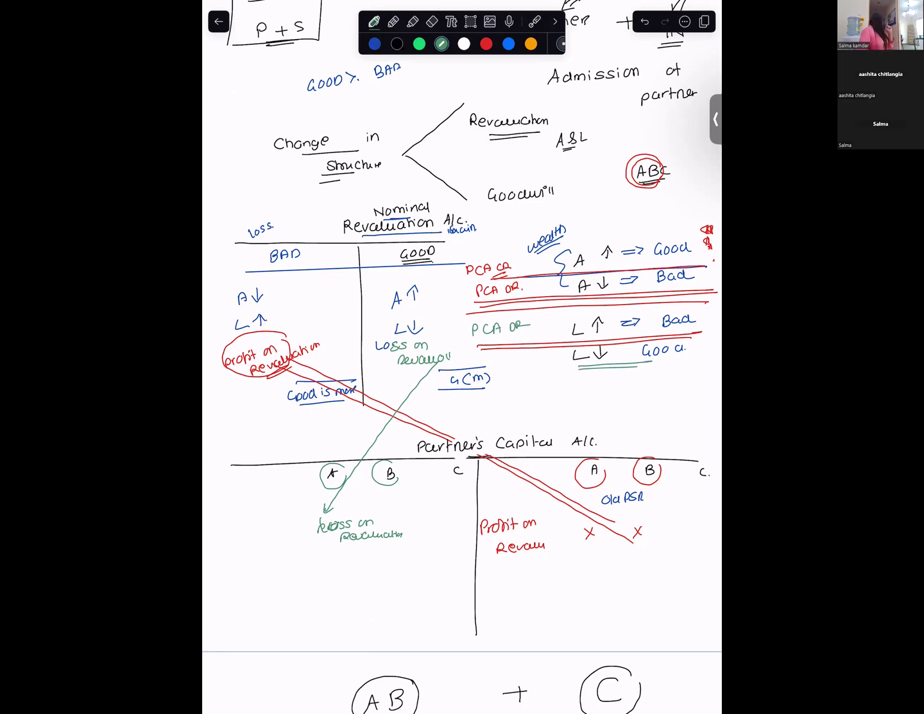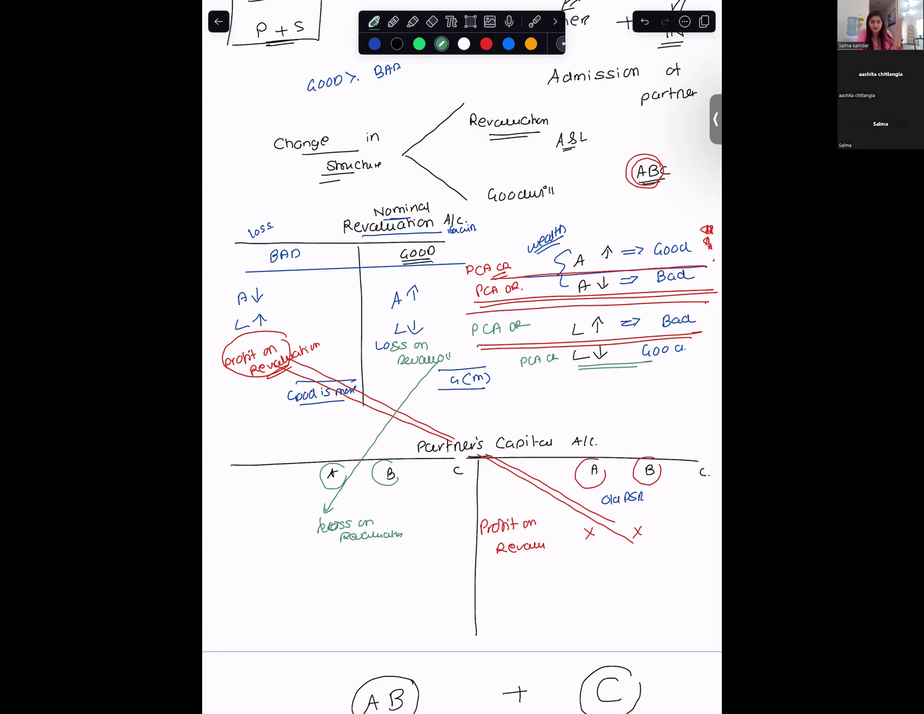Profit or loss on revaluation for this? The profit. Where will it go? This will go on the credit side. Partner's capital account credit side. Yeah. So if they ask you to make a revaluation account, you will make it and transfer the full profit or loss on revaluation to the partner's capital account.